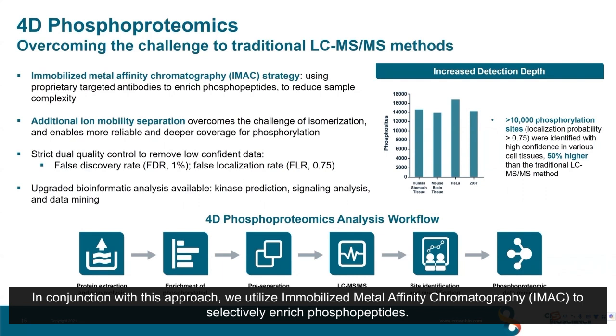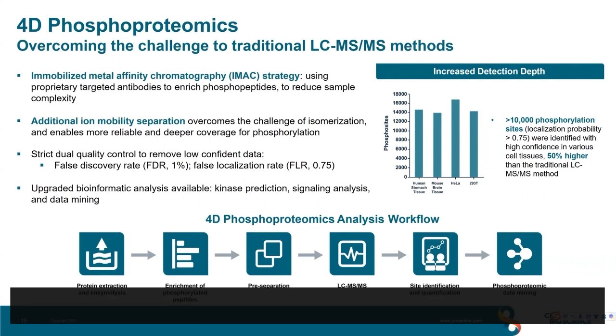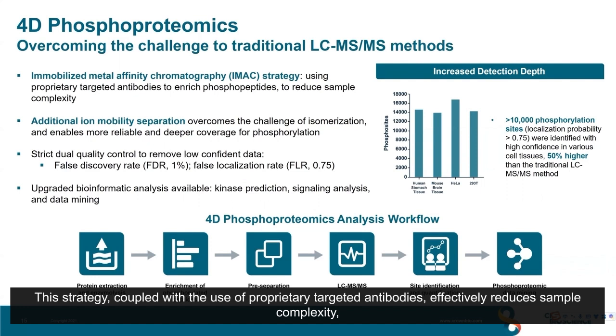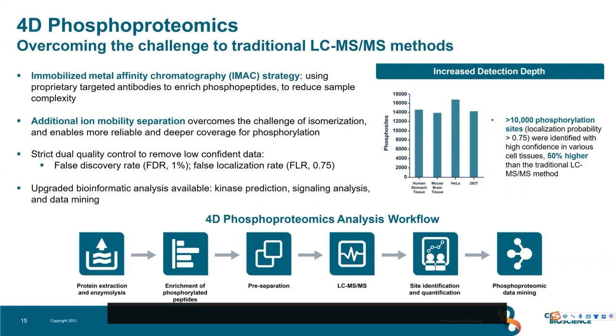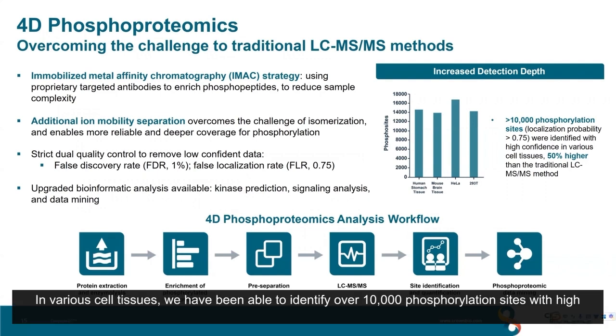In conjunction with this approach, we utilize immobilized metal affinity chromatography, aka IMAC, to selectively enrich phosphopeptides. This strategy, coupled with the use of targeted antibodies, effectively reduces sample complexity, allowing for more focused and sensitive detection of phosphorylation events. The results of this advanced approach have been remarkable.